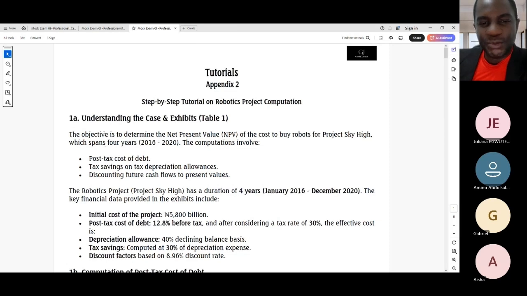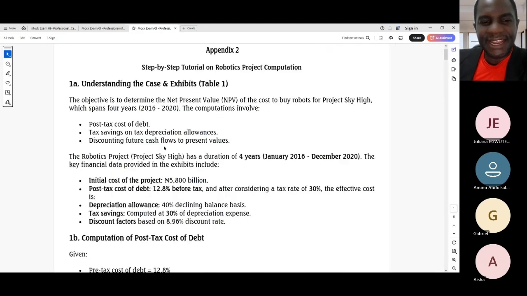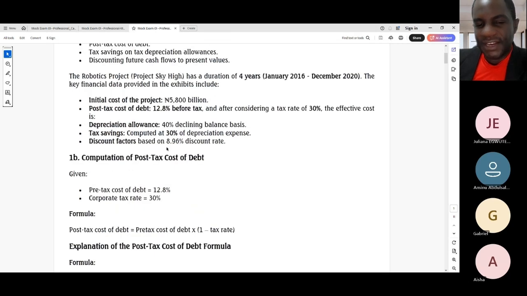So if you read these tutorials and follow this appendix heading, it's very, very comprehensive. Like this post-tax cost, every computation is here. I stated it clearly. So read it. If you have any challenge, we can set up another call and come back to it, because my goal is for you to understand it. You can see the formula here. I stated it for post-tax. So just follow it, one by one. Follow the tutorial.